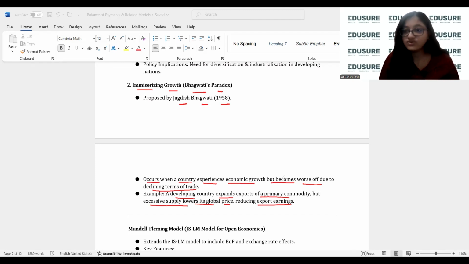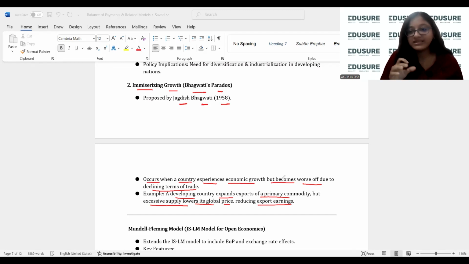So not only due to the low value of the primary commodity, but also due to the excess supply of the commodity in the world market, the global price that you will get for the primary good is lower, as a result of which your export earnings will be lower. Right? You can understand the raw materials that we sell outside are in themselves low in value. So that valuation part is explained by the Prebisch-Singer hypothesis, paradox.